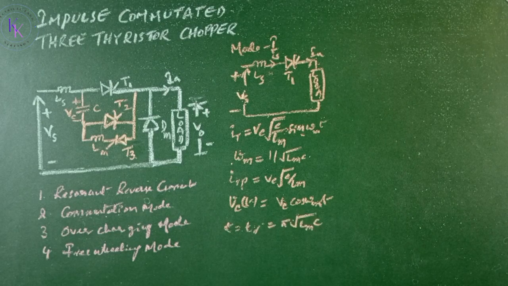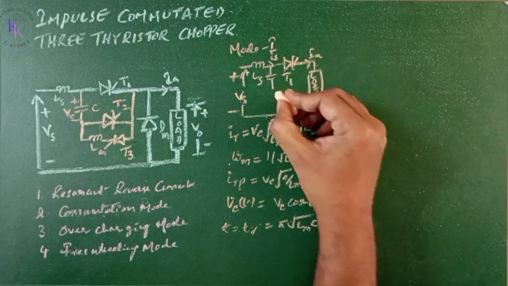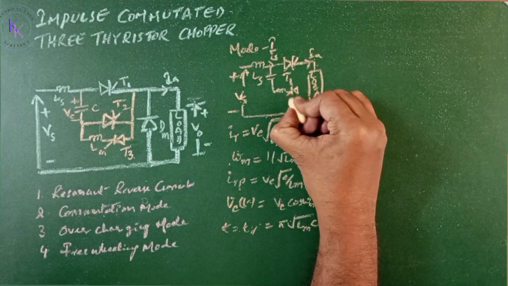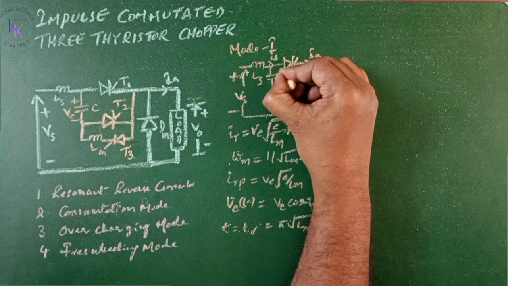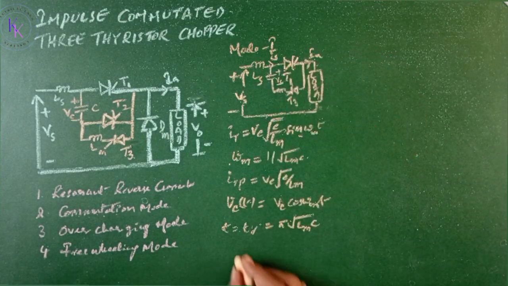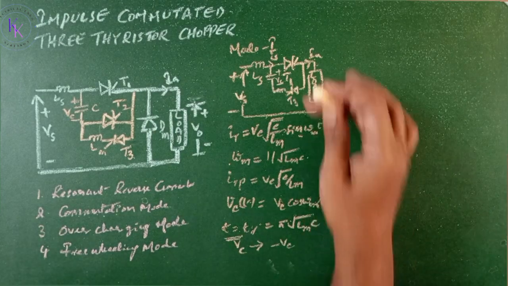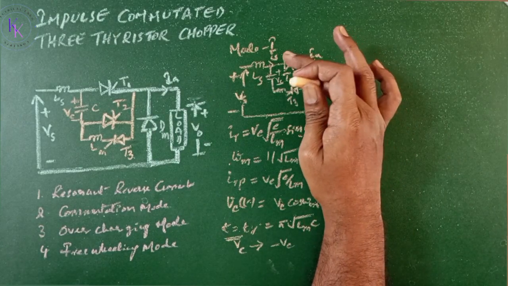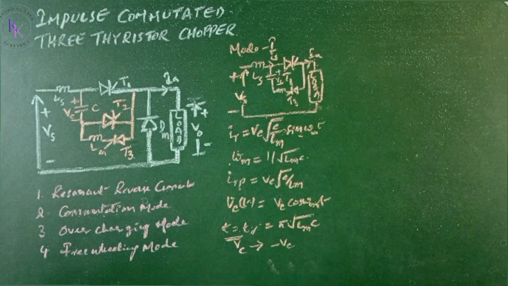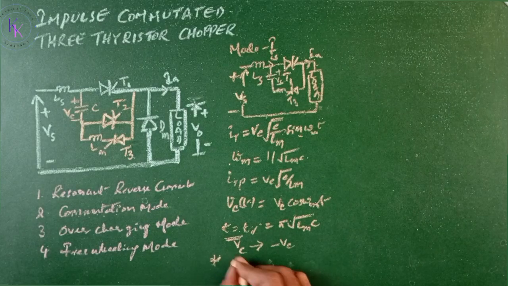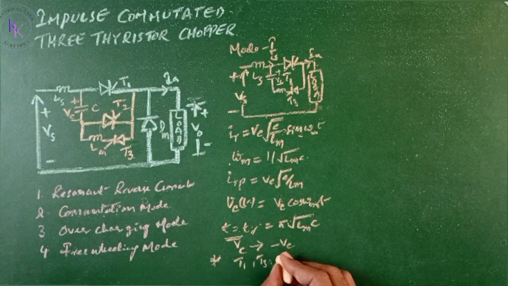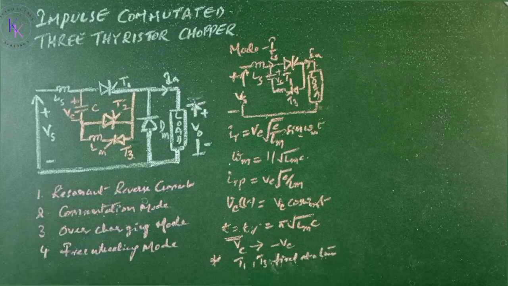After the time t equals tr, that equals pi square root of Lm C, by firing the thyristor T3, the voltage Vc, which was plus and minus before, is going to be reversed to minus Vc at this time due to the resonant reverse circuit consisting of T1, T3, Lm, C. And remember, T1 and T3 should be fired at a time. Now, the capacitor is ready for commutation. This is regarding mode 1.